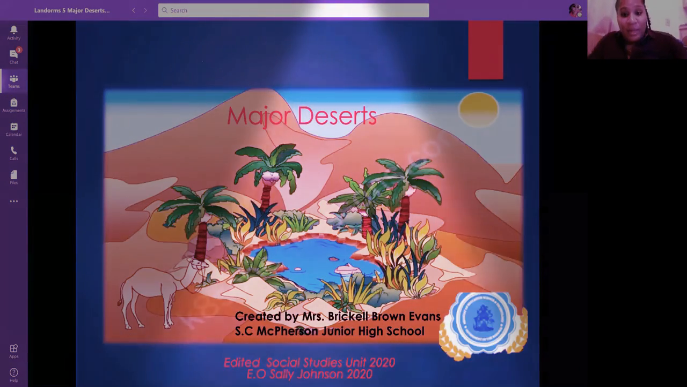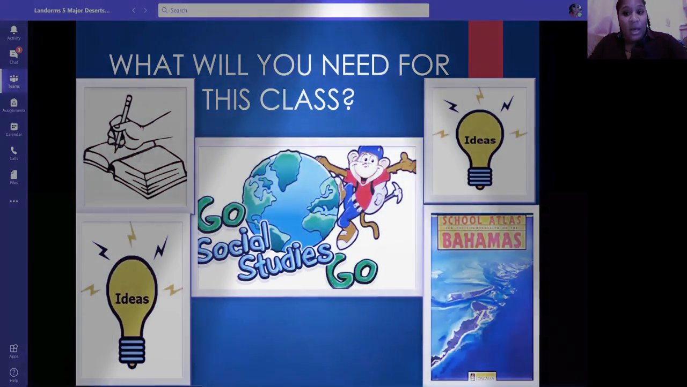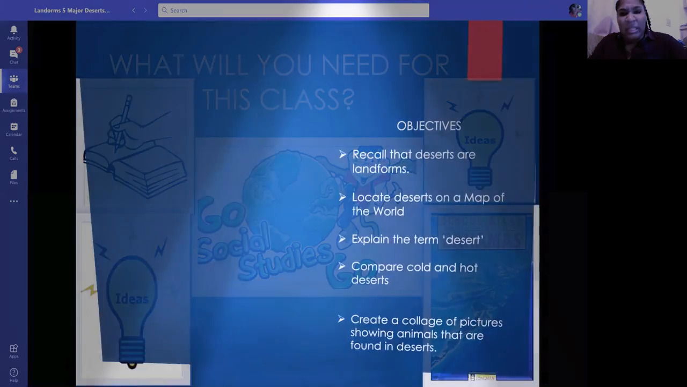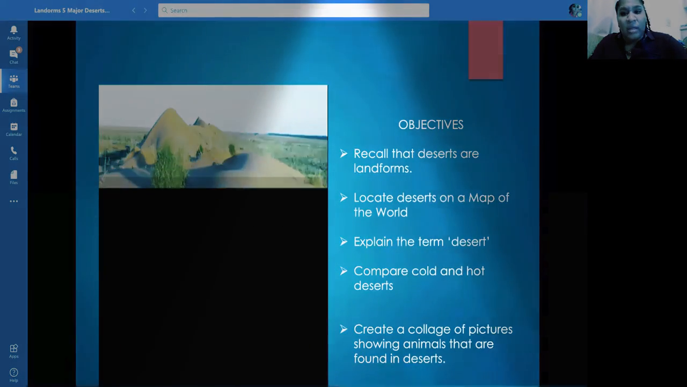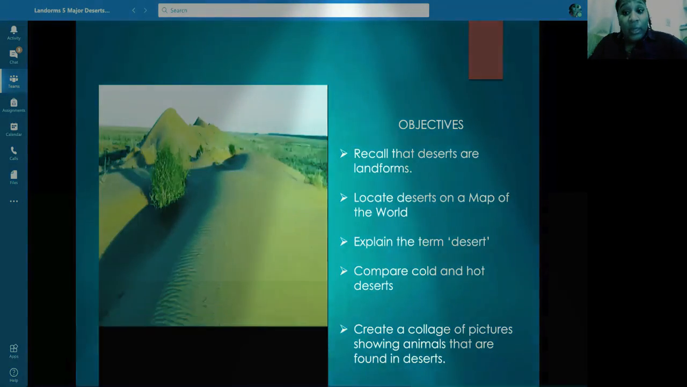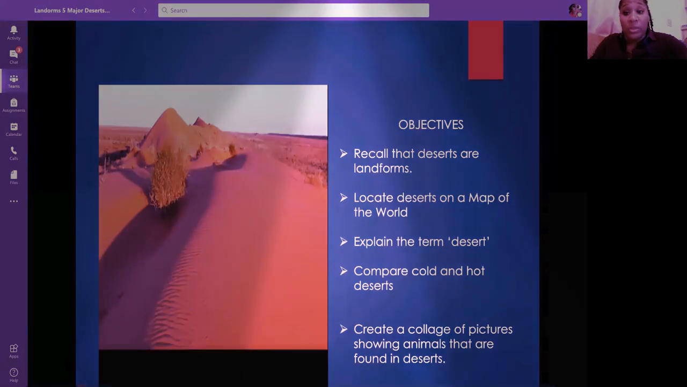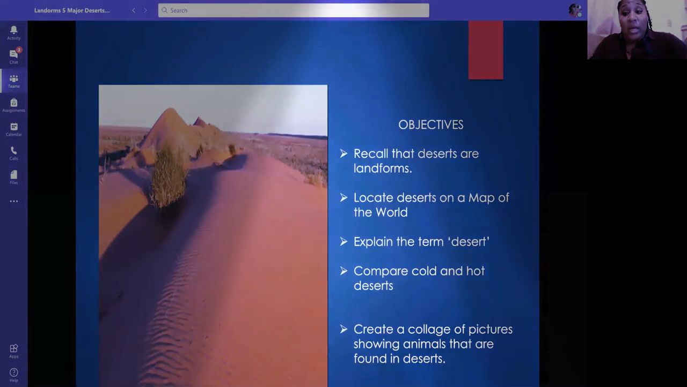Welcome. We are going to be talking about major deserts today. We need our school atlas and our ideas. The objectives are: we want to recall that deserts are landforms, locate deserts on a map of the world, explain the term desert, compare cold and hot deserts, and create a collage of pictures showing animals that are found in deserts.